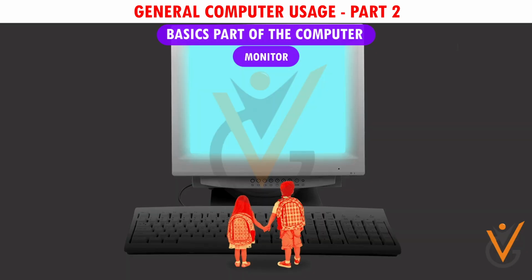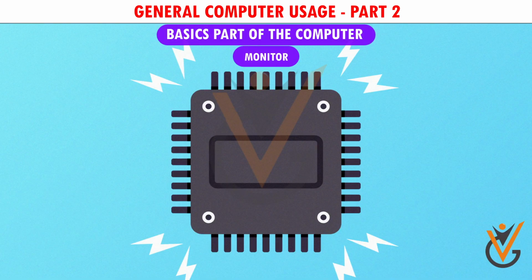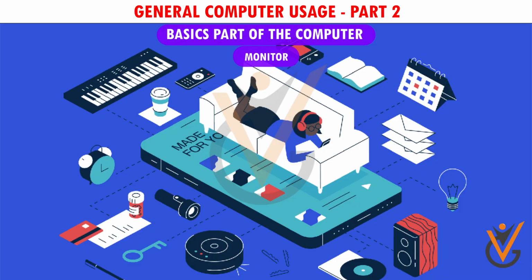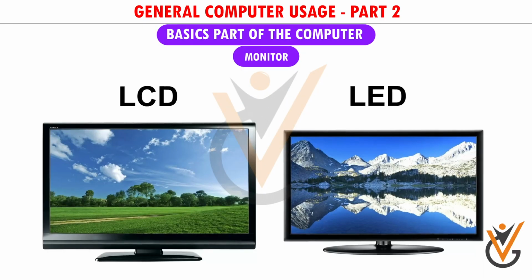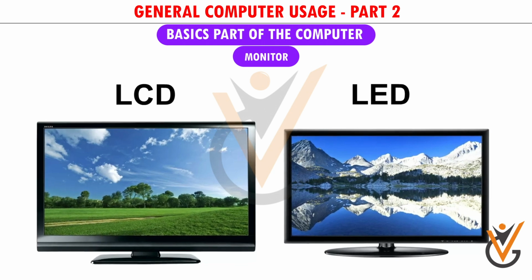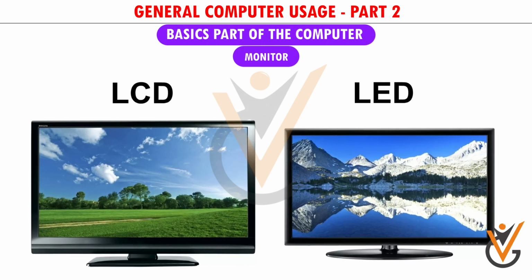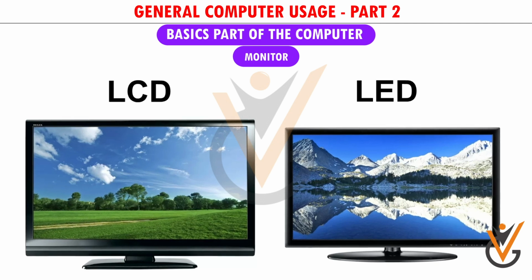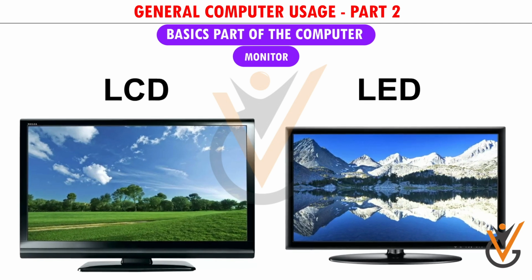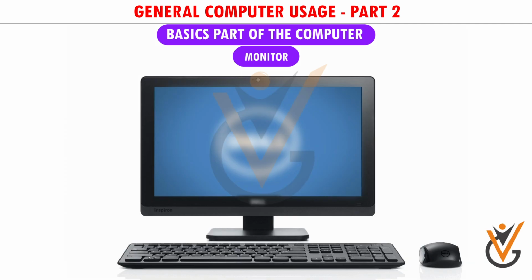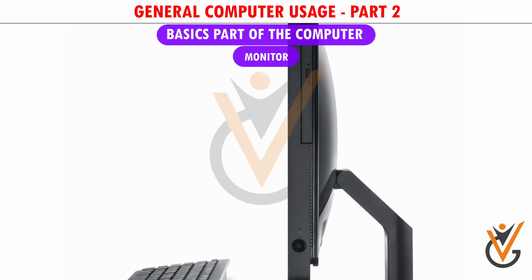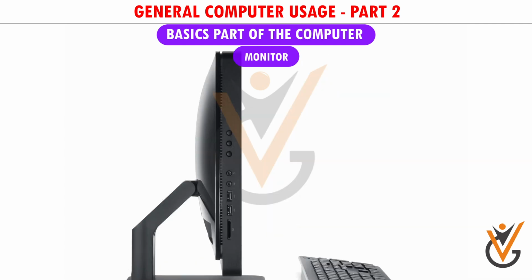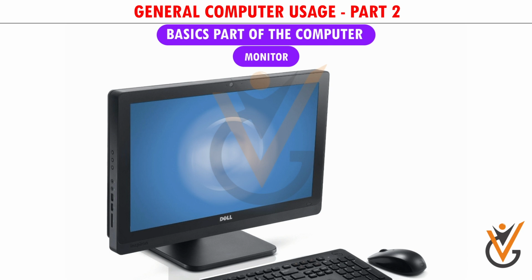Monitor. To view things on your computer, you'll need a monitor. The monitor uses the video processor inside your computer case to display images, text, and other content. Most monitors have an LCD or LED display, both of which are very thin, so they don't take up much space. All-in-one models are even more compact since they combine the monitor and the computer case into a single unit.